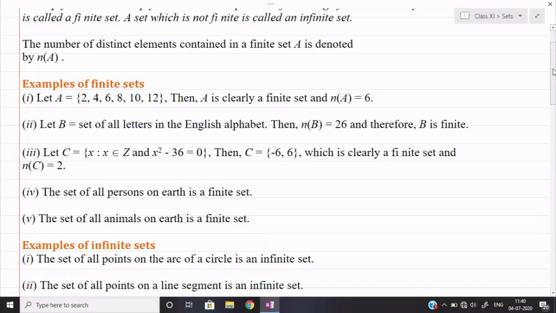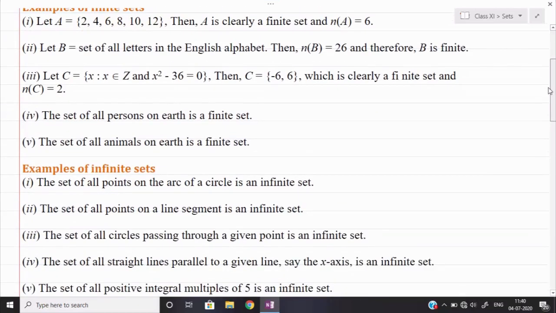Similarly, set of all animals. We say the number of tigers and lions is available in a very small number. Okay, tigers and lions, I think they are only 1500. So in the same way here also we are giving them as a countable number of elements. So remember, set of all persons and animals will be a finite set.